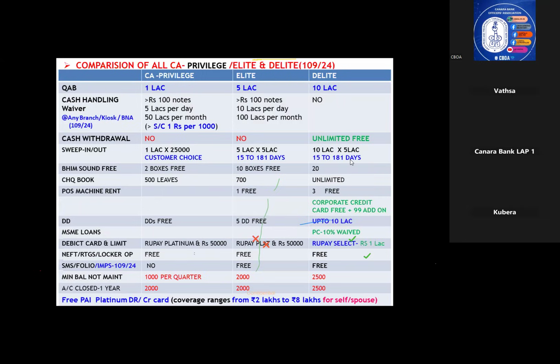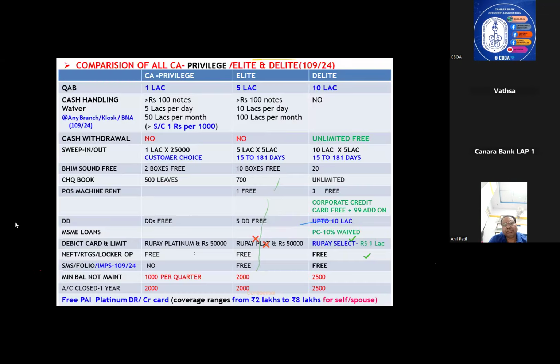We can maintain the sweep in, sweep out deposit accounts. Then BHIM sound boxes free, 2 boxes and 10 boxes and 20 boxes. Checkbook 500 leaves for the first category. Second category, it is 700 leaves. Third category, it is unlimited. POS machine, first category, nothing is given. Second category, 1 box is given. Third category, 3 boxes given.